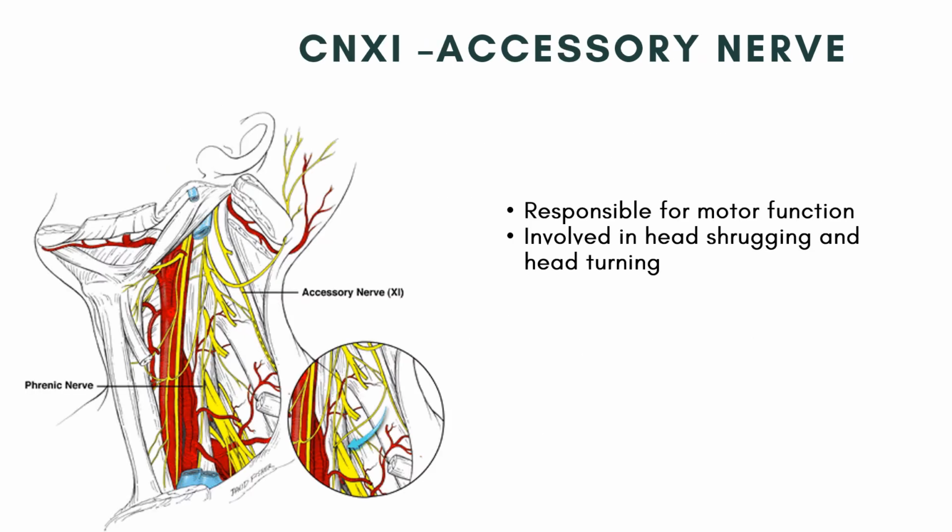Cranial nerve 11, the accessory nerve, primarily functions as a motor nerve. Its primary functions include motor innervation of the neck muscles, and shoulder and head movements as well. Dysfunction of the accessory nerve can result in weakness or atrophy of the sternocleidomastoid and trapezius muscles, leading to difficulties with head and shoulder movements and posture.